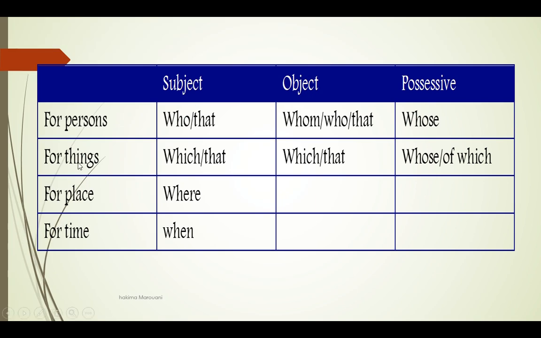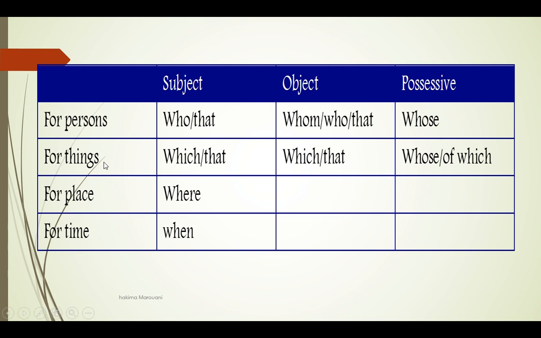Here, as you can see, we have different pronouns, as we have seen already. For a person, we use who or that to describe a subject, or to explain a subject. If it's an object, we use whom, who, and that. And possessive, meaning possession, the owner. So here whose is to ask about the owner, but here it is to explain the owner.